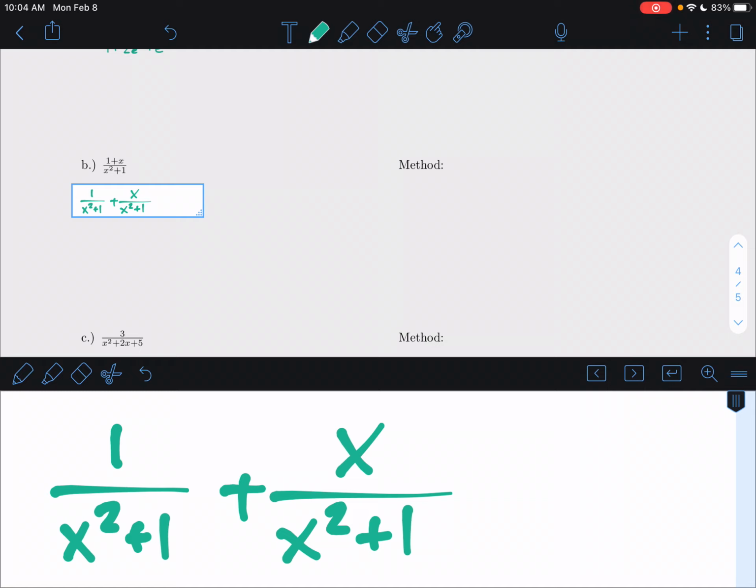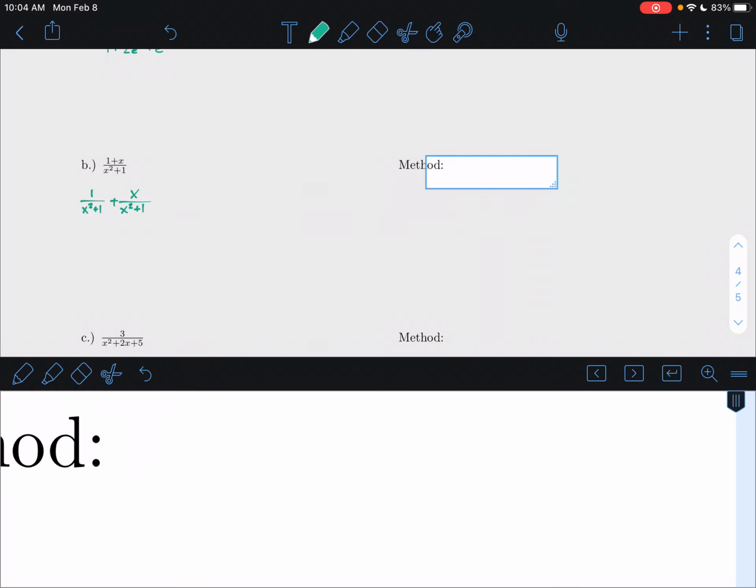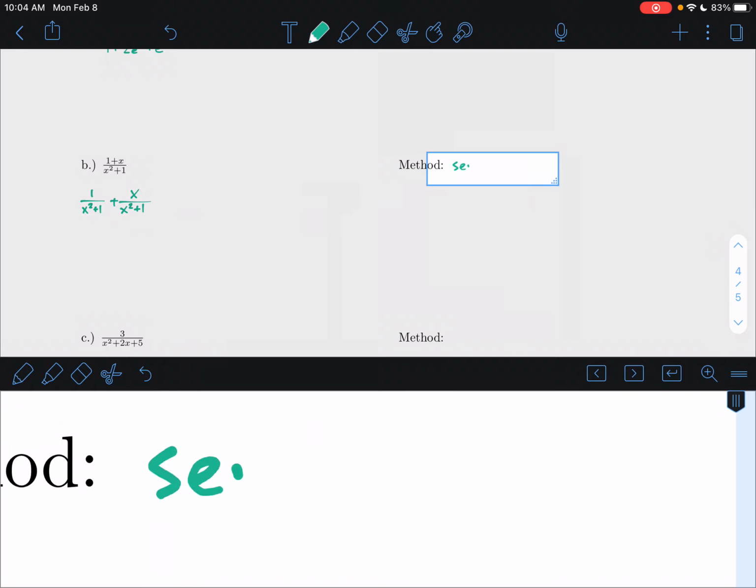So with something like this, we would just be able to split it up into two separate terms because we can split up the numerator. So my method here is separate the numerator.